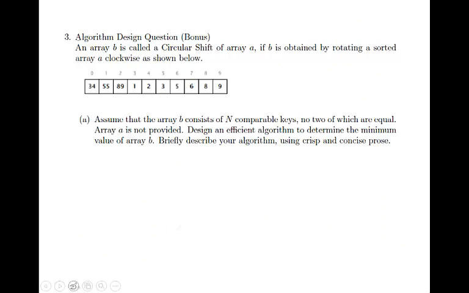All right, the next question is an algorithm design question, the kind of question you will get in the midterm. It gives you some conditions and says, find an efficient algorithm. You have an array A which is sorted, and if you rotate the sorted array A, you get B. In this case, we have shifted the array A by 3 positions, so the largest 3 elements came to the left-hand side: 34, 55, 89. And you're looking for the minimum element.